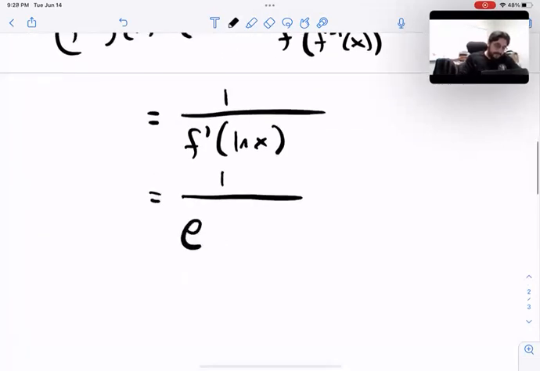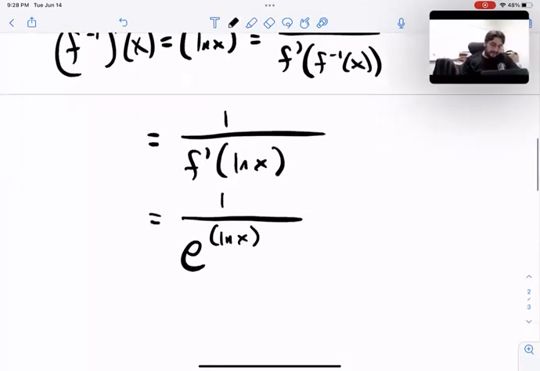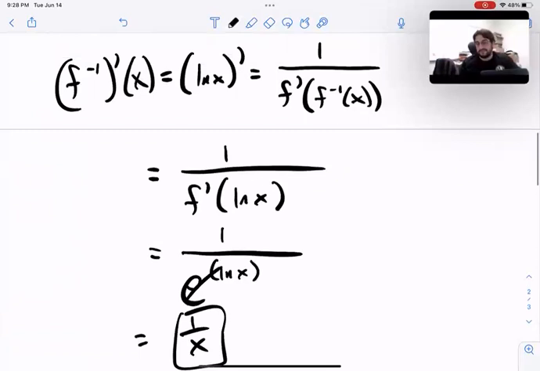What is f prime? F prime is e to the x. But here I'm substituting a log of x into f prime of x. So I have the function, see the function f prime is e to the x, but then I'm subbing in log x for x. Well now the e and log cancel and I end up with 1 over x. There's the derivative of natural log, right? So 1 over x is the derivative of natural log, thanks to the inverse function theorem, given the knowledge that e to the x is its own derivative.